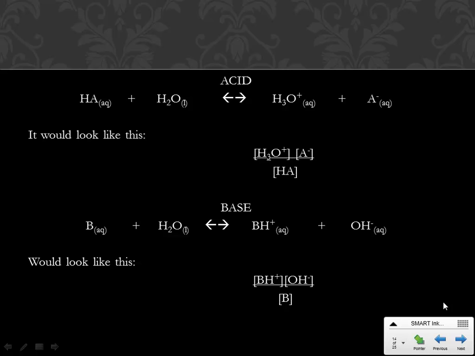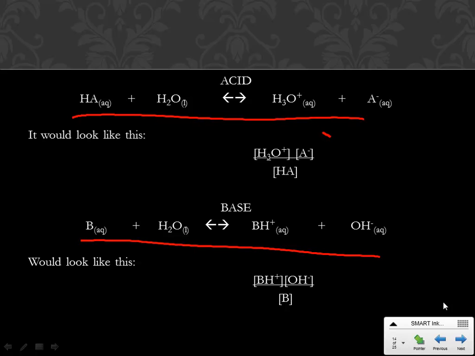So the pH is not the only way of assessing the strength of an acid. If we refer to the dissociation reaction for an acid and the dissociation reaction for a base as equilibrium systems, we're able to write a law of mass action for either the acid or the base. The law of mass action for an acid dissociating looks like this, and the law of mass action for a base dissociating looks like this on the bottom.